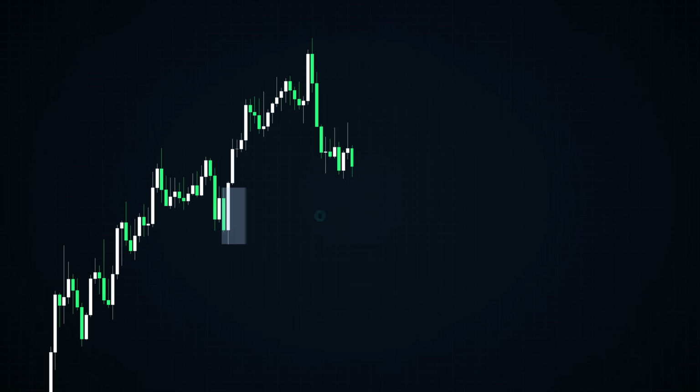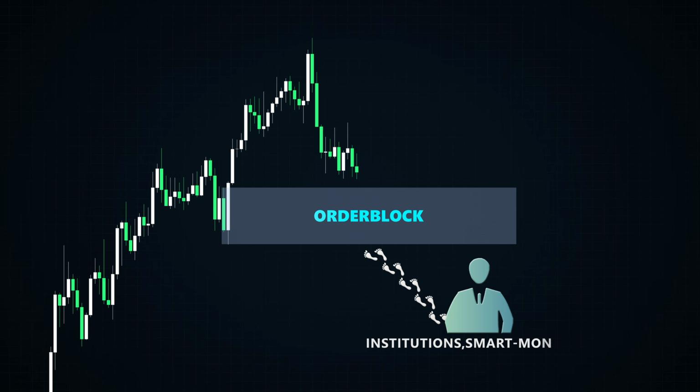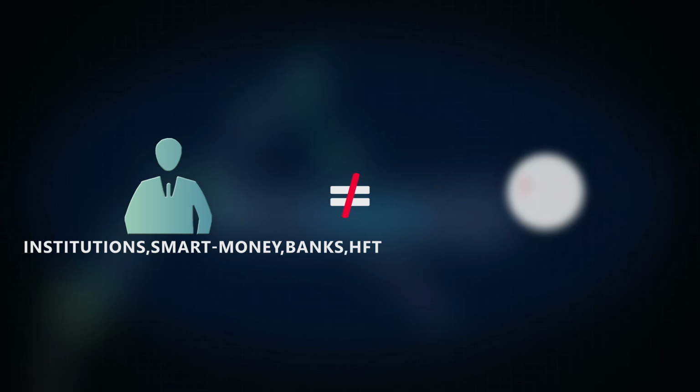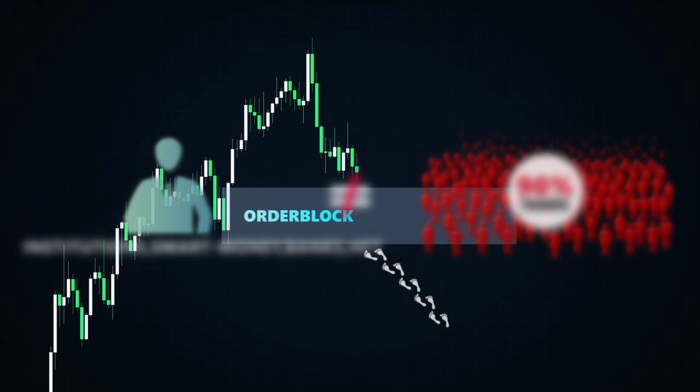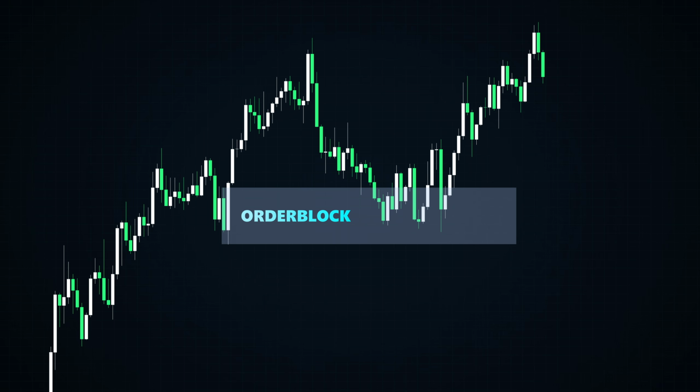Here's the truth. An order block is not just a random zone on the chart. It's a footprint left by institutions and smart money. These players don't trade like retail traders. They enter the market with massive capital, creating strong price movements that most traders don't even recognize.